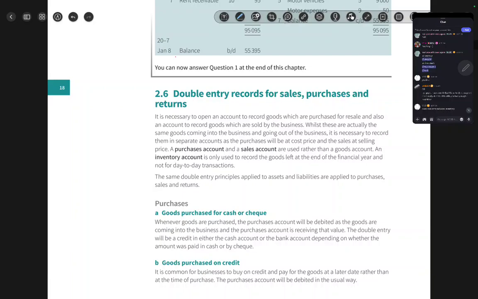It is necessary to open an account to record goods which are purchased for resale, and also an account to record goods which are sold by the business, right?